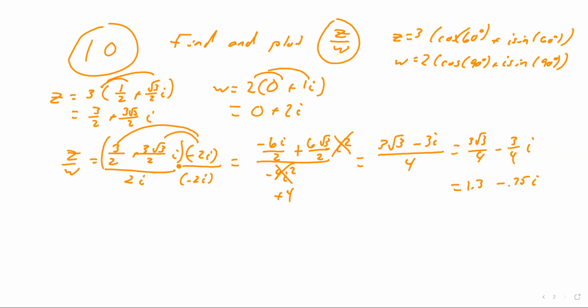Very good. So when I come to a plot, again, if the computer program marks it off, but you're in the ballpark, I'll go back and I'll overwrite it. But 1.3 is between 1 and 2, and negative 0.75 is between 0 and negative 1. So this should be where Z over W is. Questions?